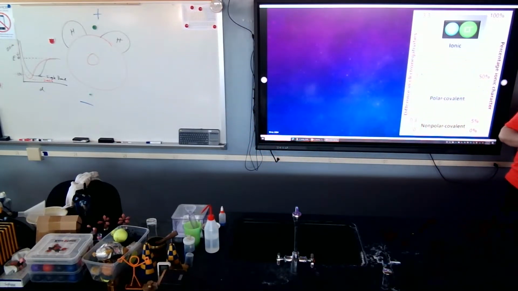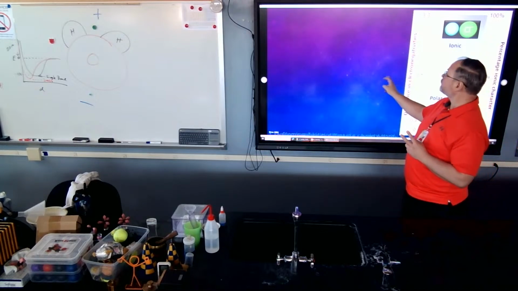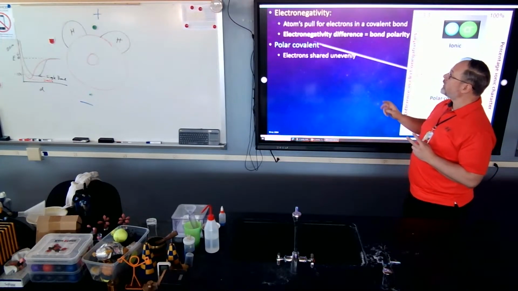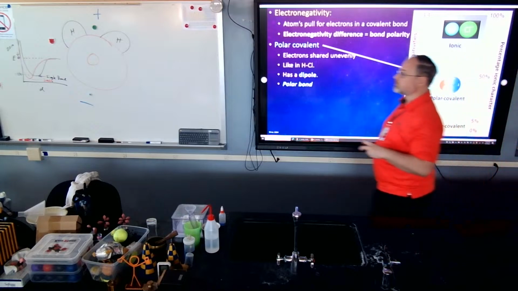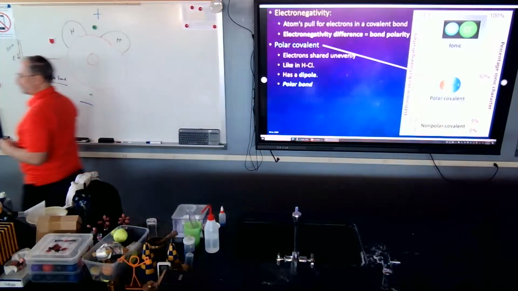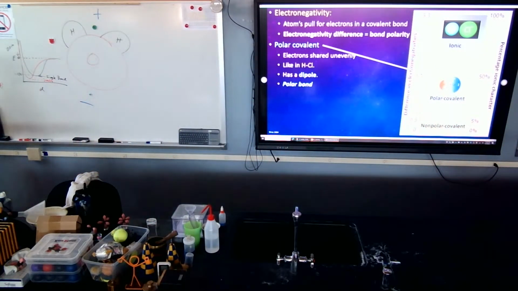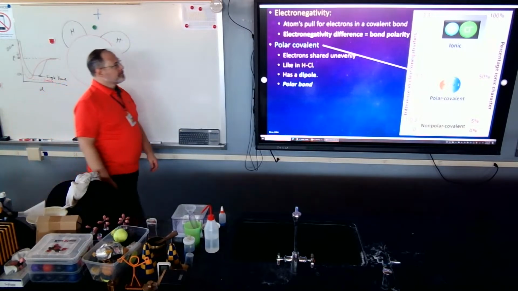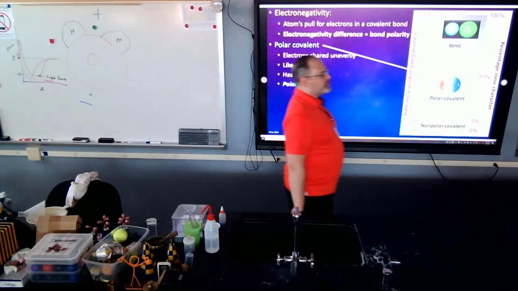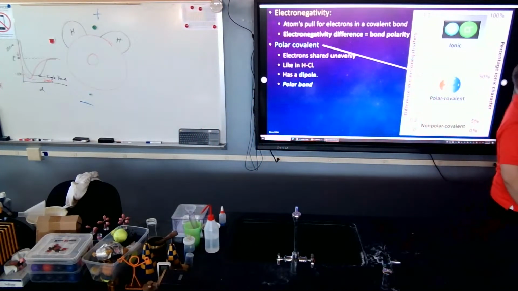If you have two atoms that are sharing electrons, but sharing them unevenly, you have a polar covalent bond. Literally, a bond that has a positive and negative pole. And this pole is called a dipole.